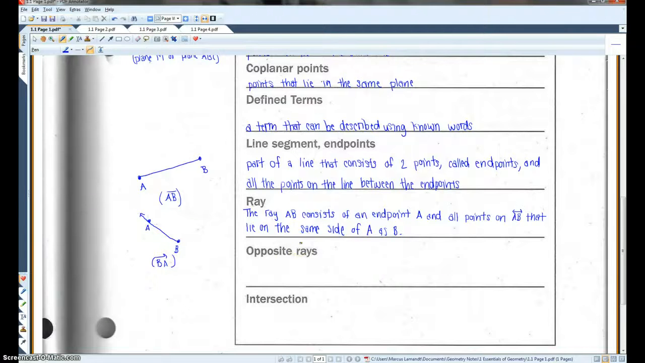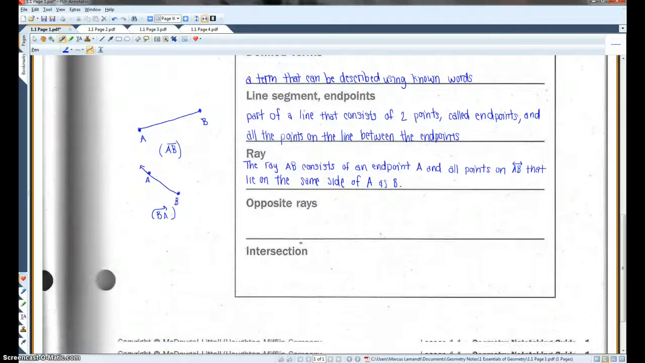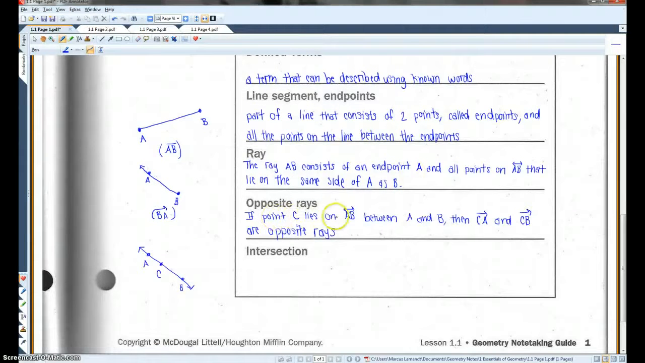Alright, opposite rays. I'll write the definition. If point C lies on line AB between A and B, as shown, then ray CA and ray CB are opposite rays. So, in this diagram, because C is in between A and B, ray CA and ray CB are opposite rays. Okay? Basically, if you have rays going opposite directions like this, they're opposite rays.